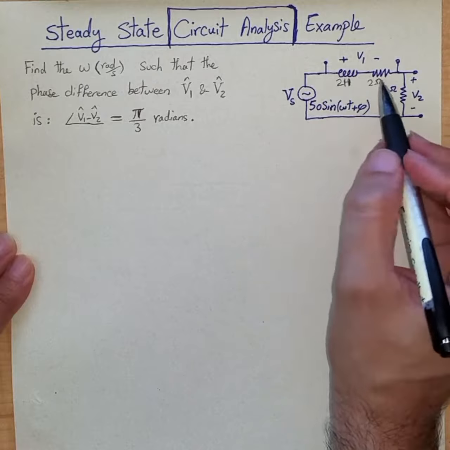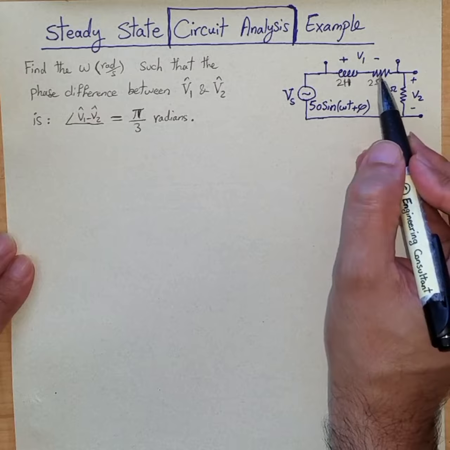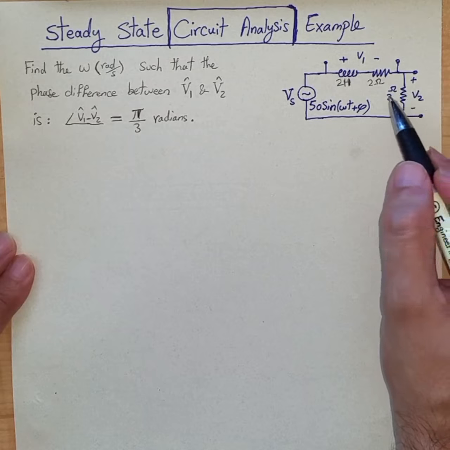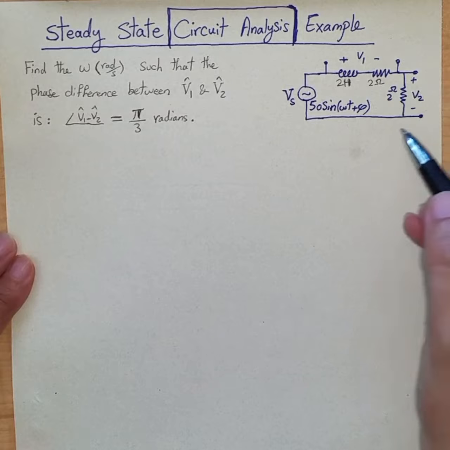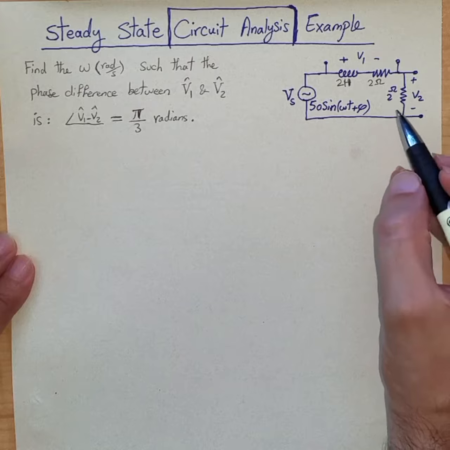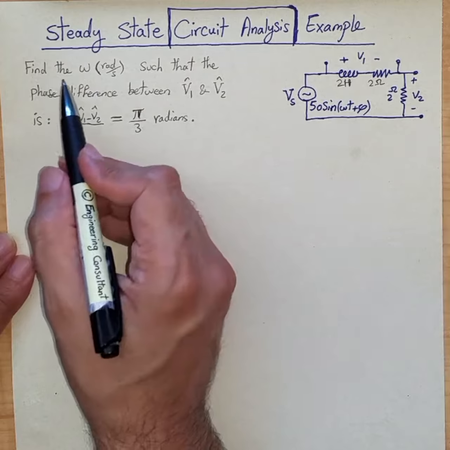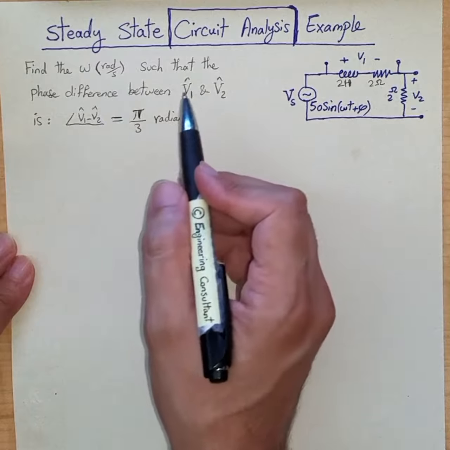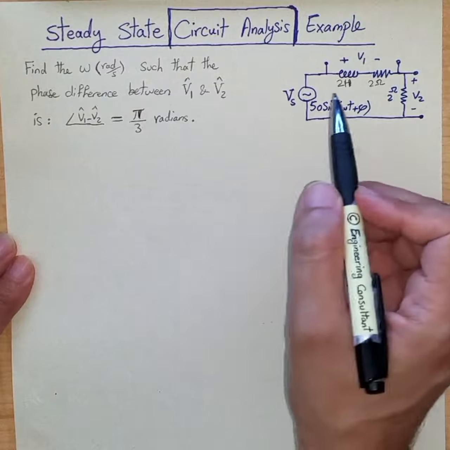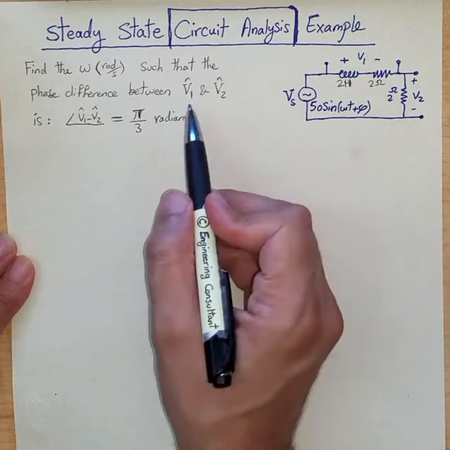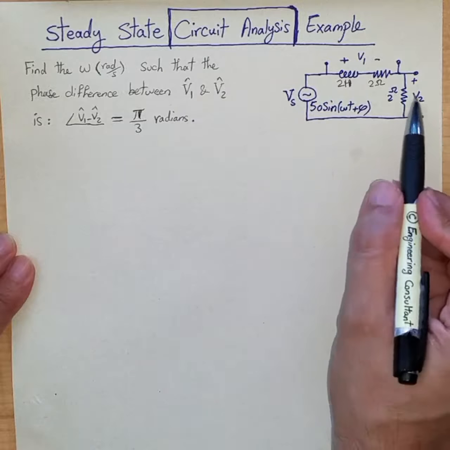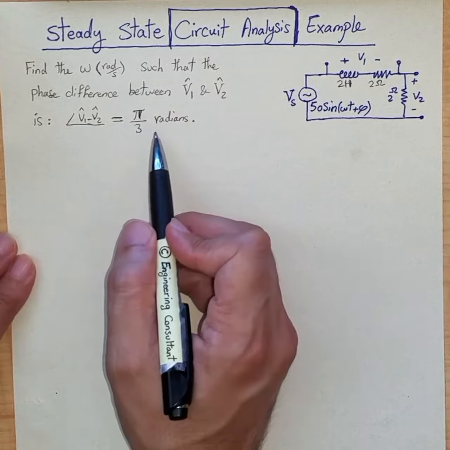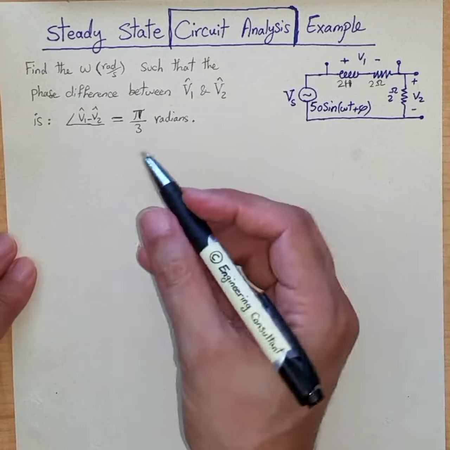This can be modeled as the effective resistor with a non-ideal inductor, and then we have another resistor of a value of 2 ohm. With this circuit given in sinusoidal steady state, we want to find the value of angular frequency omega in radian per second such that the phase difference between the phasor representation of V1 shown this way and phasor representation of V2 shown this way is just pi over 3 radian, or 60 degree.